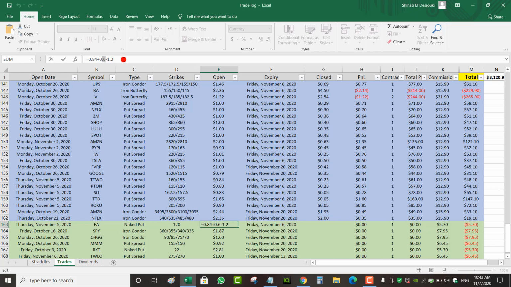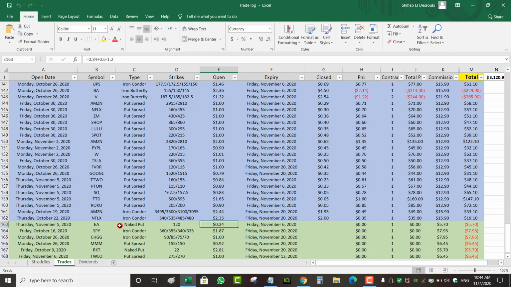But then I decided to keep the short put of 123 and roll it. So I have a naked put right now on Electronic Arts that I'm just going to keep rolling until the stock recovers above 120. So I rolled down from 123 to 120 strike. I paid $1.20 to roll down, but that's okay. I'm still up 24 cents on this trade.